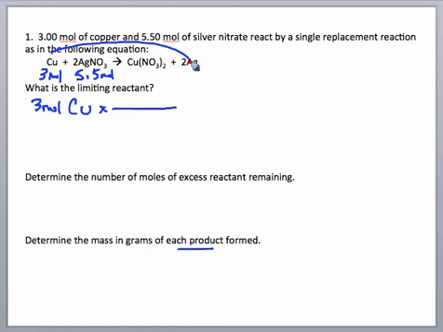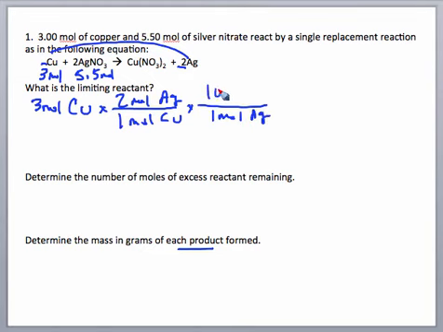If we want to go from copper to silver, we're going to do the mole ratio. So we have 1 mole of copper for every 2 moles of silver, and I'm getting those values from the balanced equation. And then what we're going to do is convert 1 mole of silver to grams of silver. So that's 108 grams, and again, that's the molar mass from the periodic table.